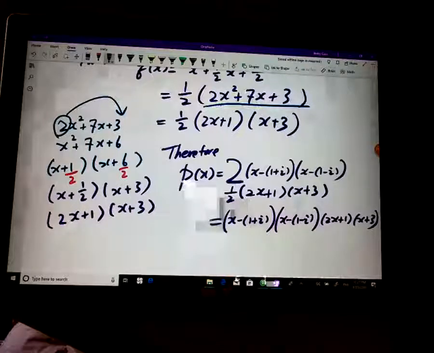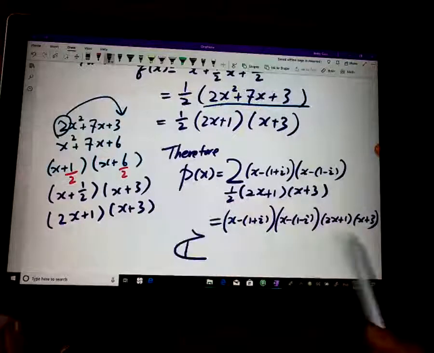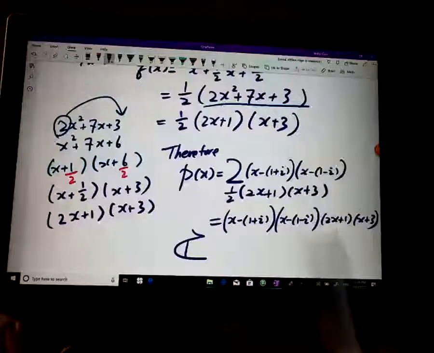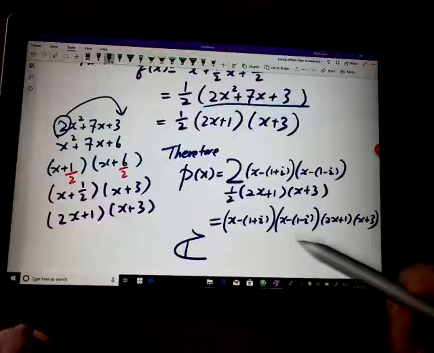So that's how we factor the given polynomial with the linear factors in the factorization. Alright? Is that clear to you? So by the way, what are the 4 zeros?